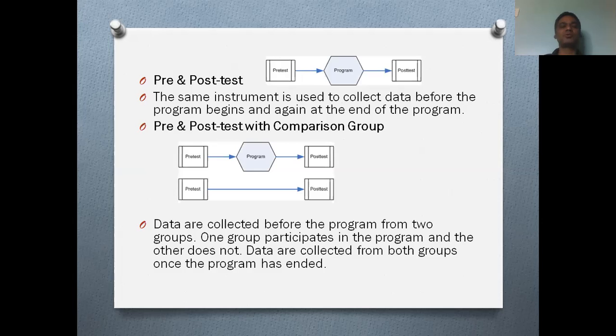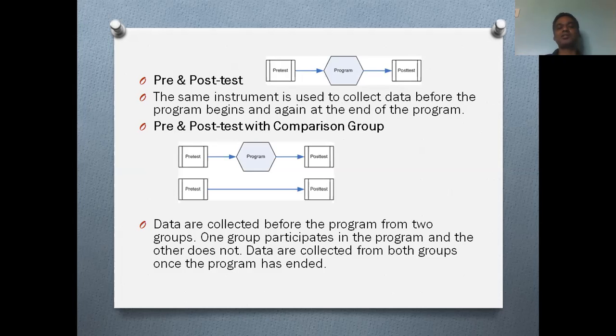Then, as I told you, you have a pre-test and post-test, where the same instrument can be used to collect data before the program begins, and again at the end of the program. So the same question can be used before the training program is initiated, and after the training program. So you're using the same questionnaire for assessing the effectiveness of the training program.